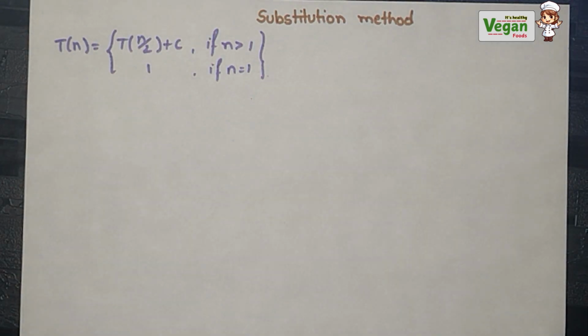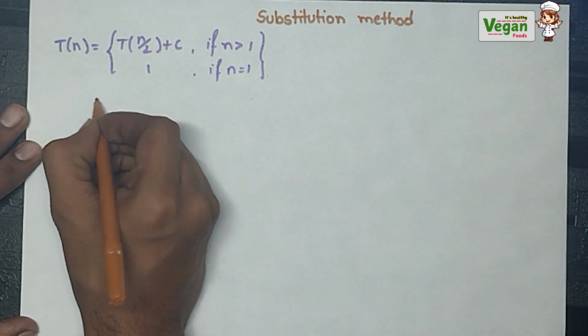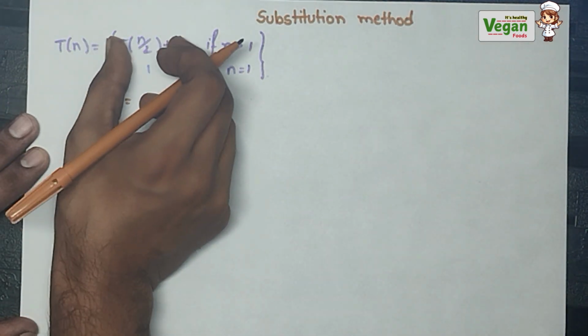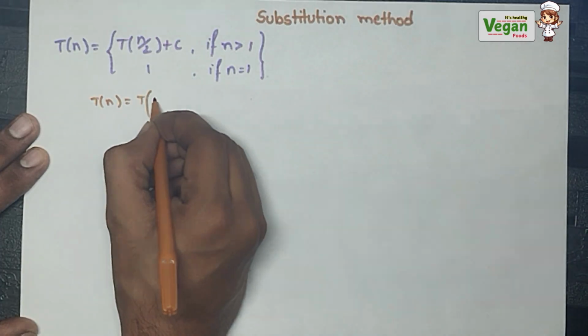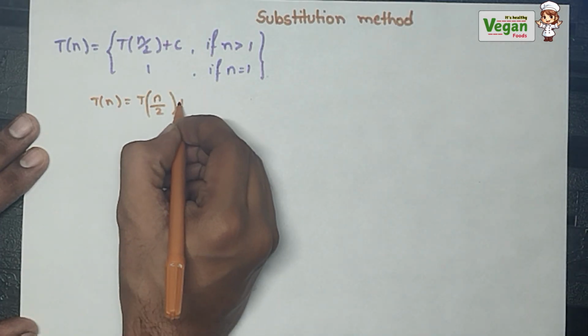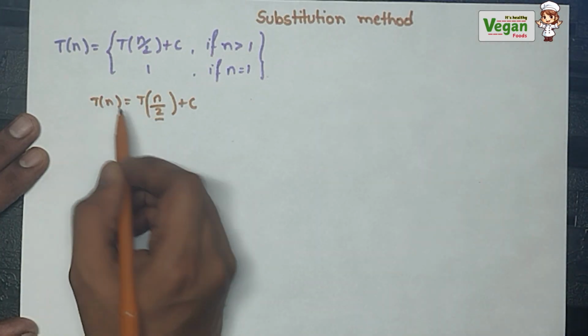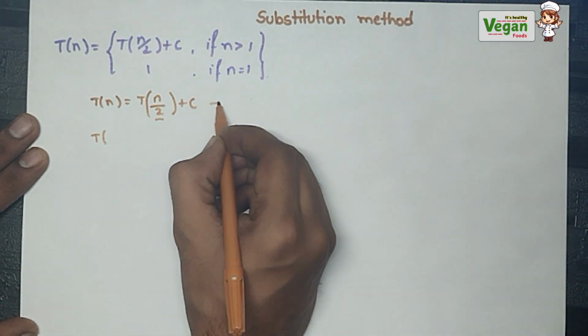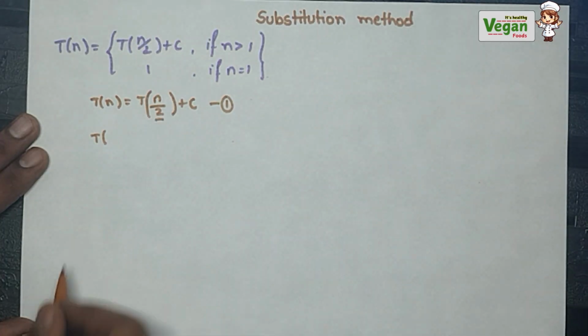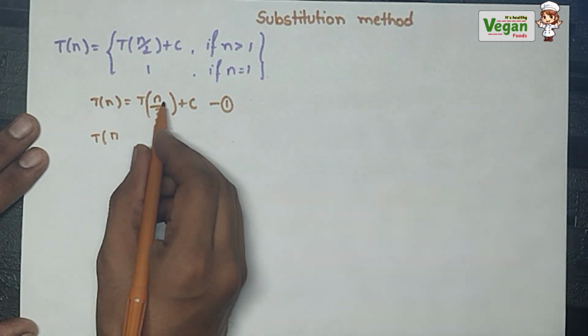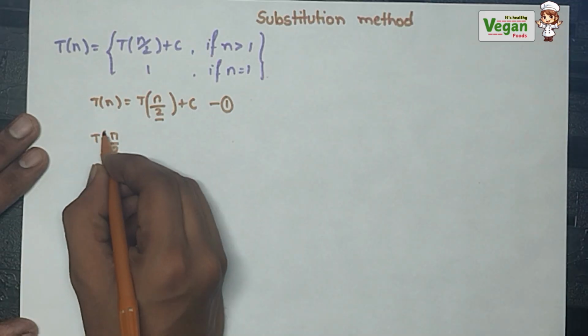Now, how to solve the recurrence relation using the substitution method: just write this. T of n is equal to T of n divided by 2 plus c. Now I will be substituting n by 2 in place of n. Let's call it equation number 1. This is the original equation. So I will be placing n by 2 in place of n.